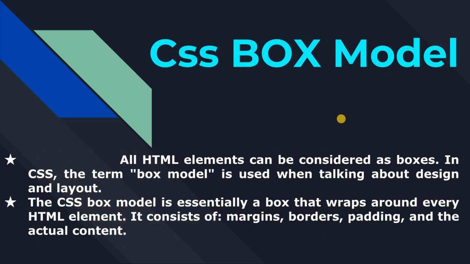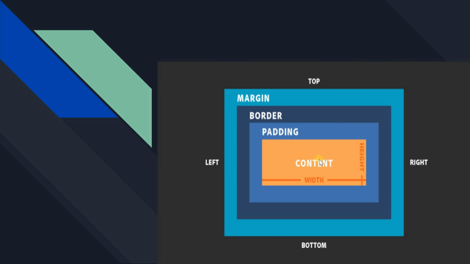Then the next question is, what is CSS box model? All HTML elements can be considered as boxes. In CSS, the term box model is used when talking about the design and the layout part. The CSS box model is essentially a box that wraps around every HTML element. It contains a margin, border, padding, and the actual content. So here you can see this is content part, this is padding part, this is border part, and this is margin part. Okay.